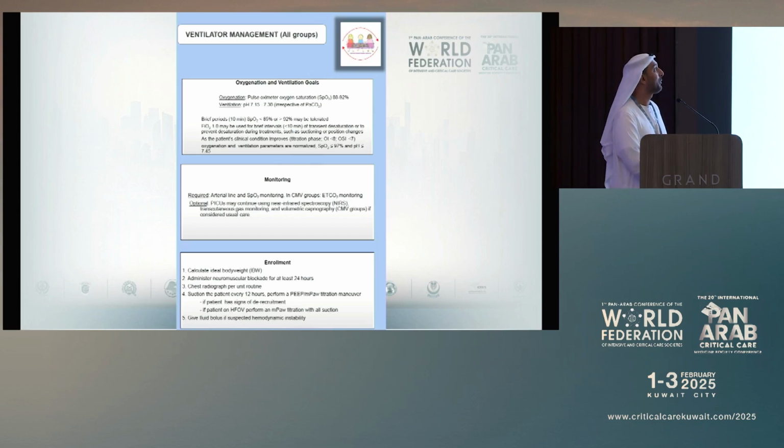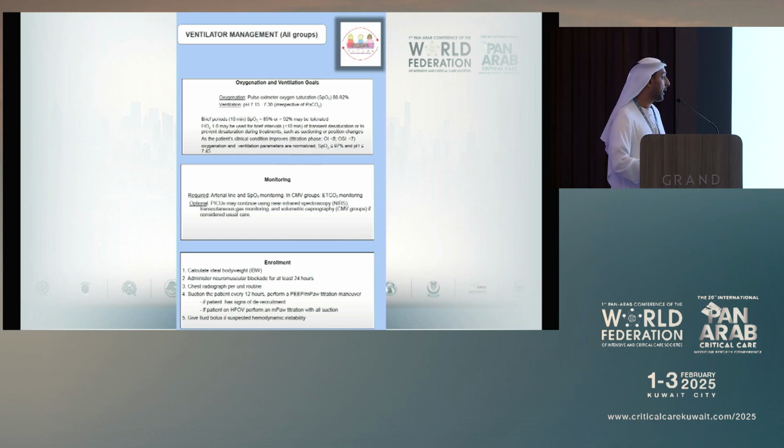So, ventilator management. This is the guideline for the prospective trial. If the patient is randomized to the prospective trial, we target saturation 88 to 92 during the acute phase. We target pH 7.15 to 7.3 during the acute phase. We don't care about PaCO2, irrespective of PaCO2.